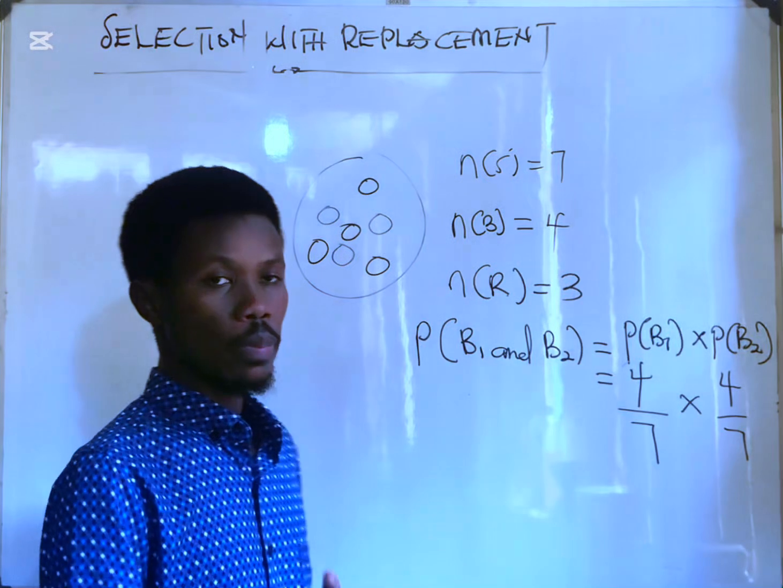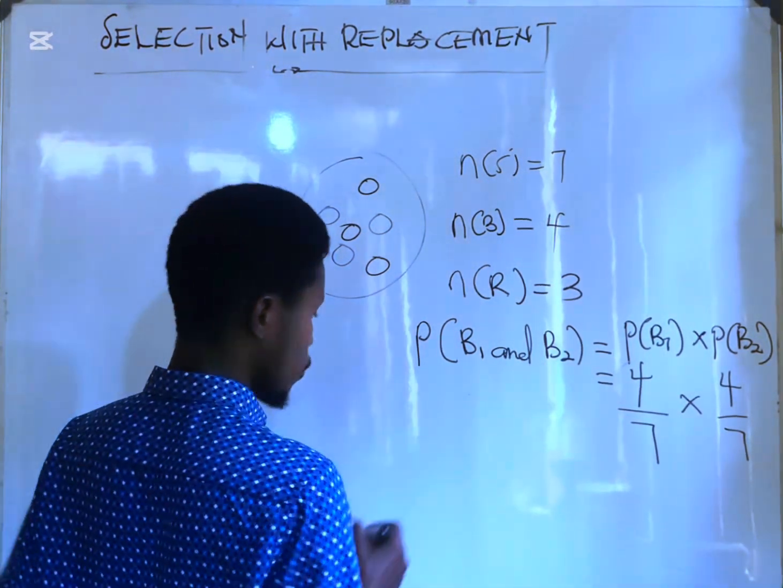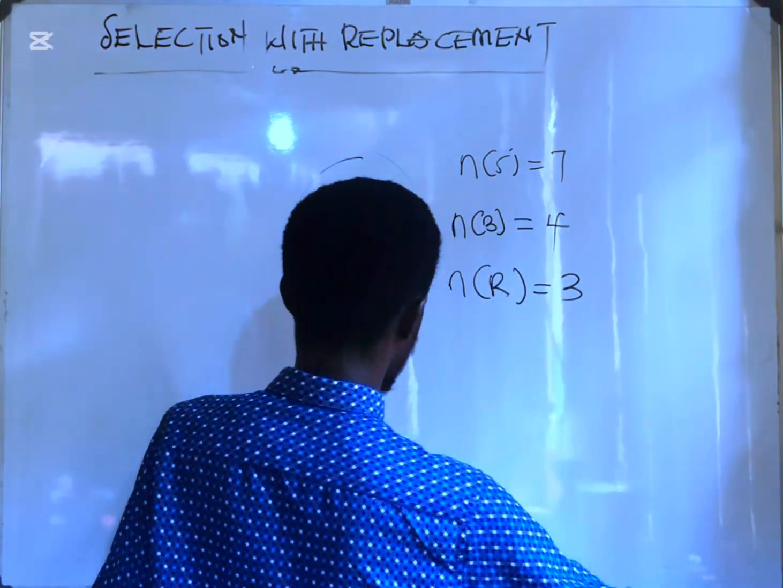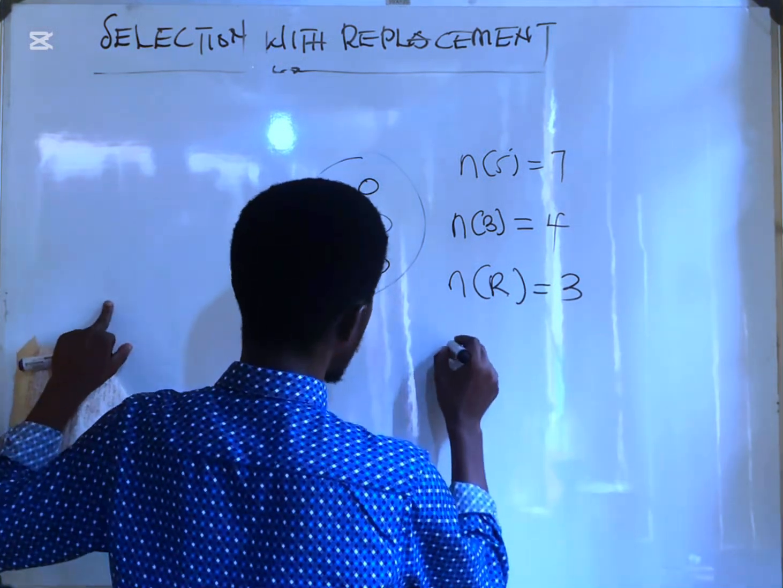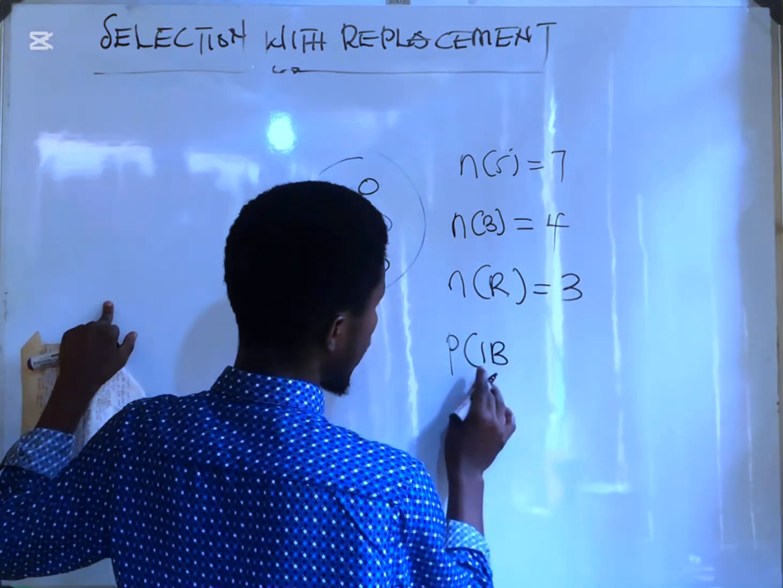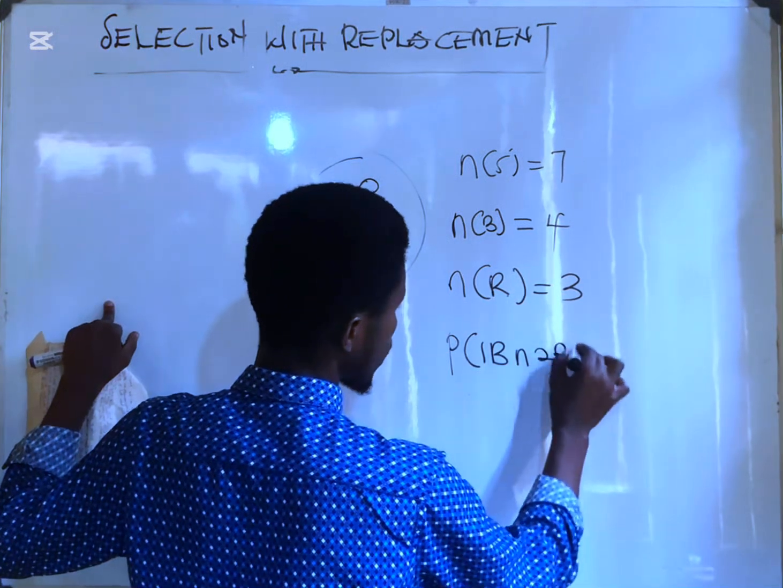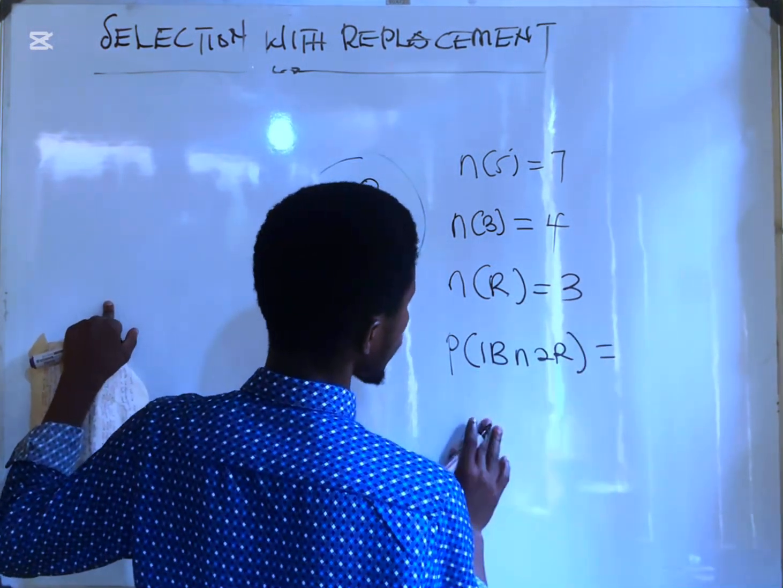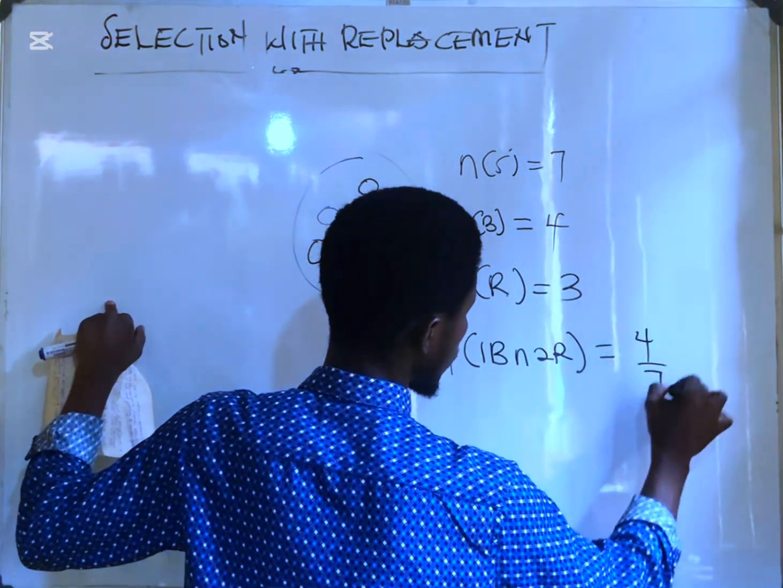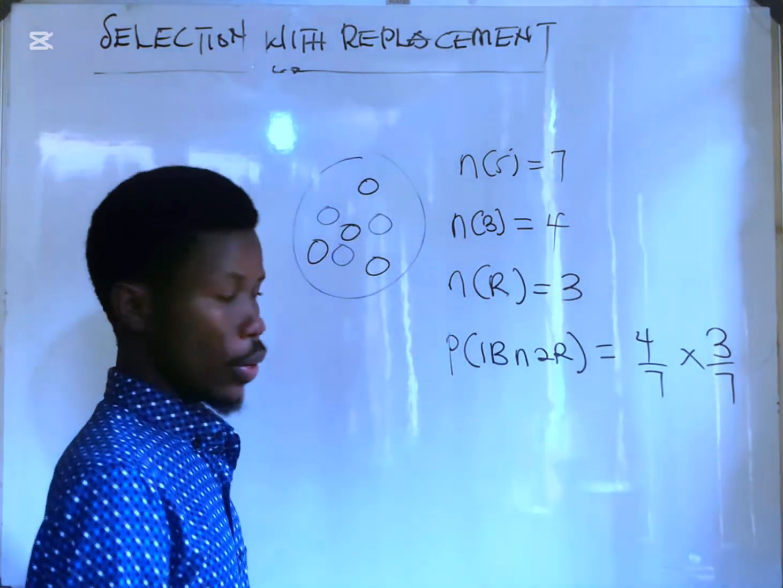Or if the first ball is black and second ball is red. So example is, if I have, let me write this way, the probability that the first ball is black, intersection second ball is red. Then I'm going to have first ball is black, so 4 over 7 times 3 over 7. Is that okay? Very good.